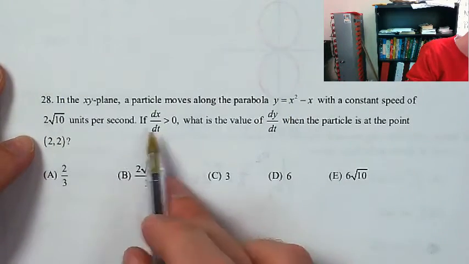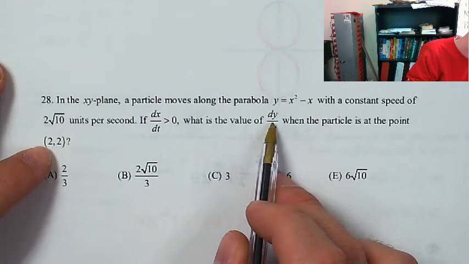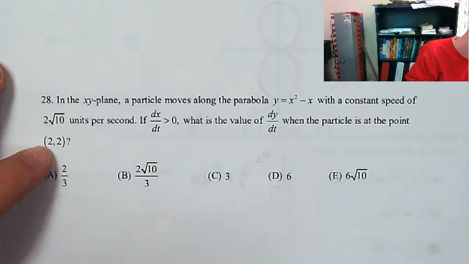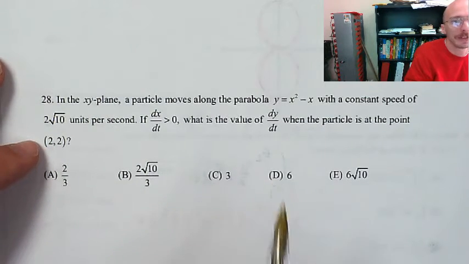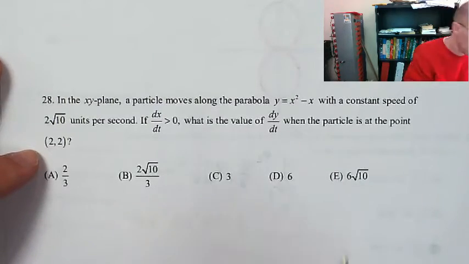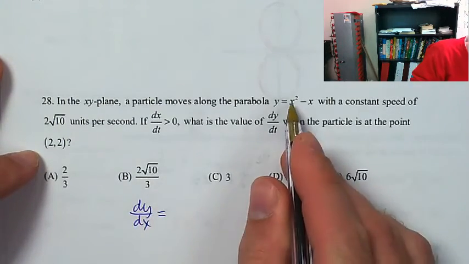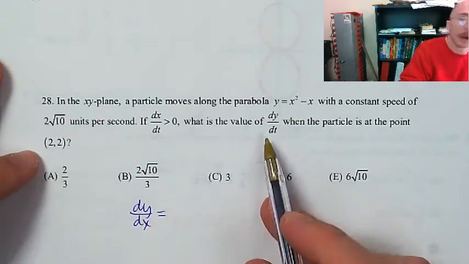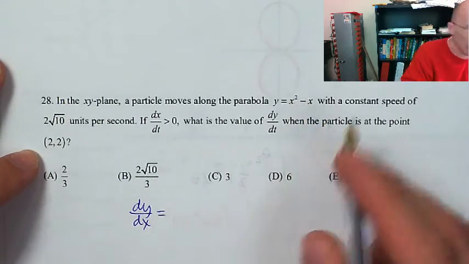The constant speed, okay, dx/dt is 0. What's the value of dy/dt when the particle is at the point (2, 2)? Think about this. I know that dy/dx is equal to dy/dt over dx/dt, and I think I'm going to work with that. So dy/dx is equal to y prime over x prime, and right now I want to say that's equal to 2x minus 1.